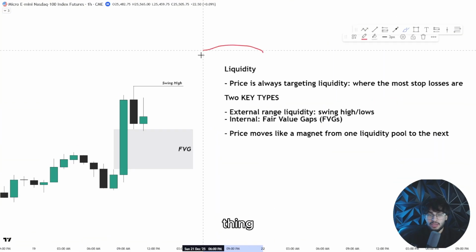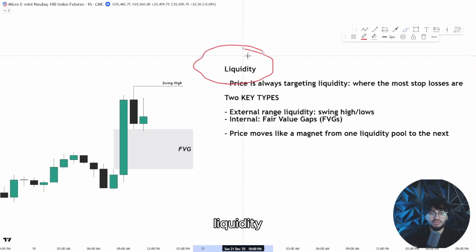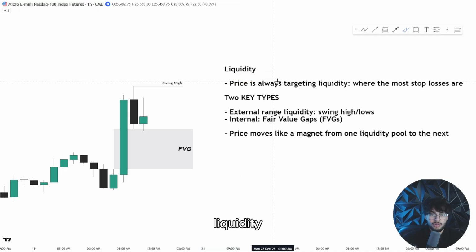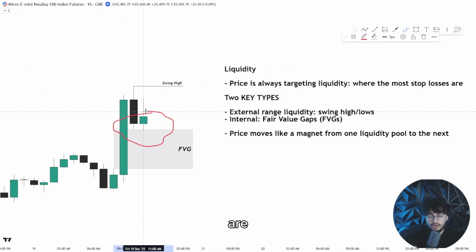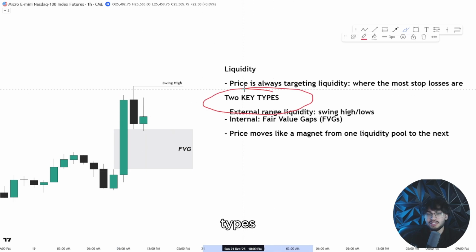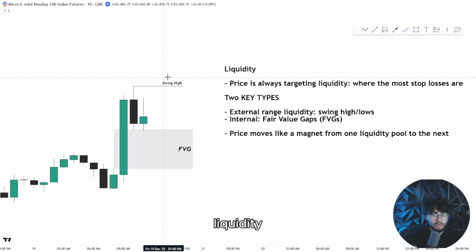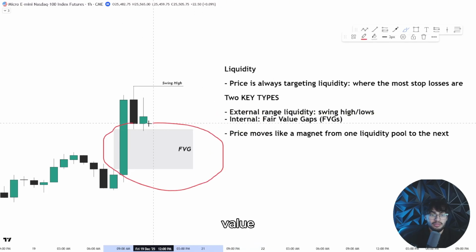So the most important thing in the foundation of all ICT concepts is liquidity. Price is always targeting liquidity because that's where the most stop losses are in the markets. There's two key types of liquidity: the external range liquidity, which are swing highs and swing lows, and the internal range liquidity, like fair value gaps and order blocks.